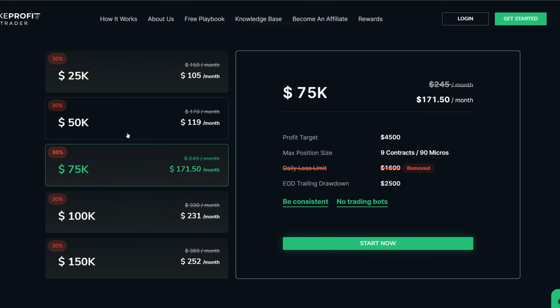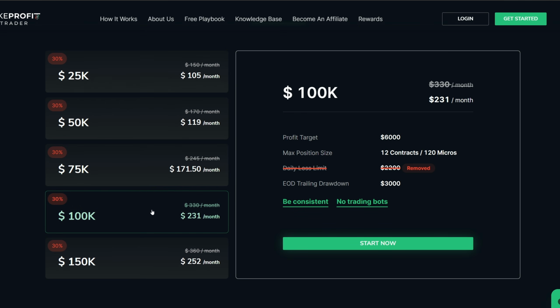But then as you look between the 50 and 75K account, notice the price jumps roughly $52.50. Now, if you look at the drawdown amount, you only get an additional $500 of drawdown for that additional $52 that you're spending. And if you look at the profit target, you now have to make $4,500. Now, you are able to trade a max of 9 contracts or 90 micros. So maybe that account would make sense for some traders. For me, I don't like the 75K account size.